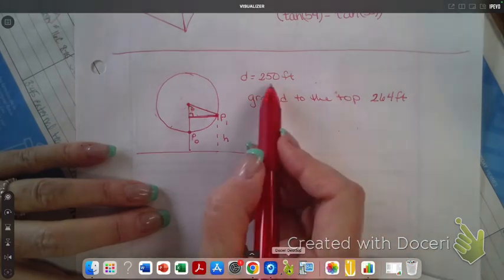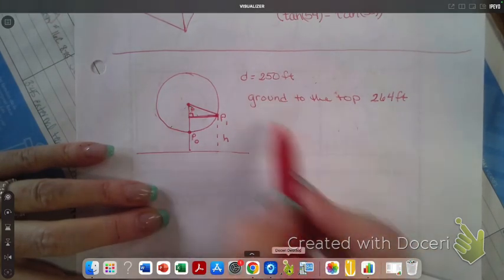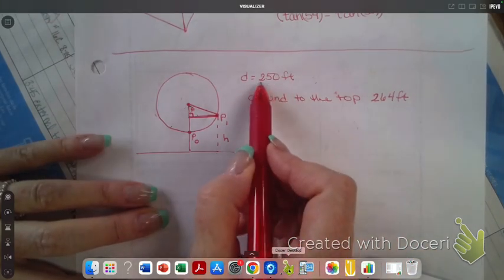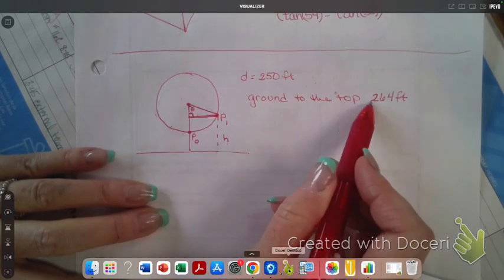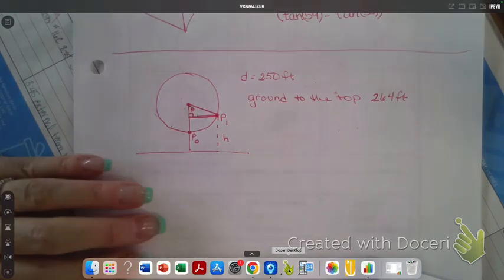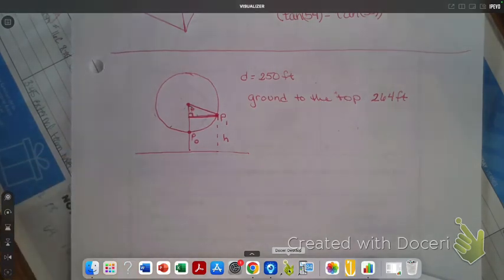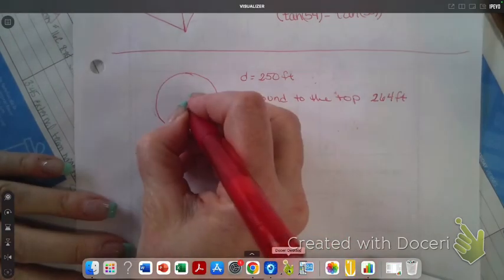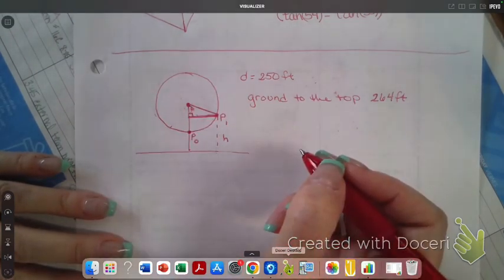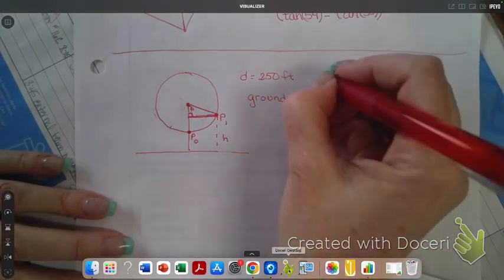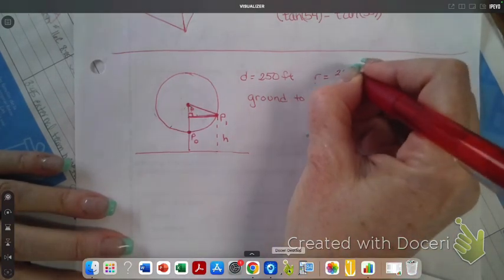So I've got some numbers here. How can that help me out? My diameter is 250 feet. From the ground to the top is 264 feet. Well, can't we figure out the height? We could do the radius. The radius, right? So from here to here is what? 125, because radius would equal 250 divided by 2.